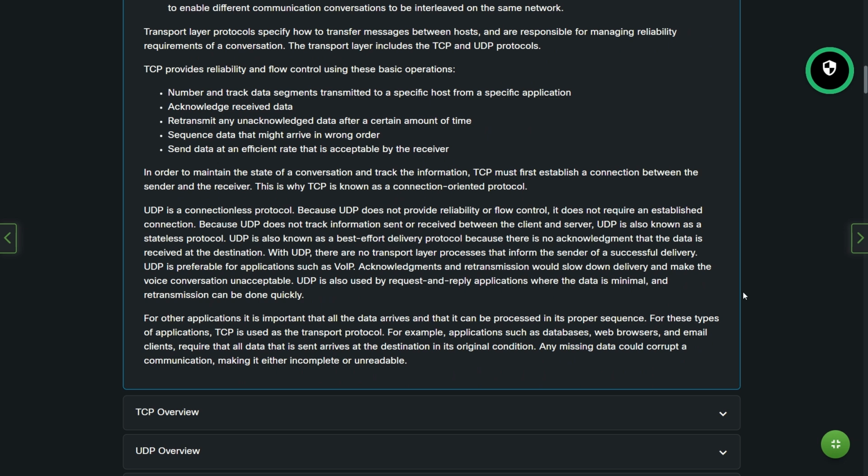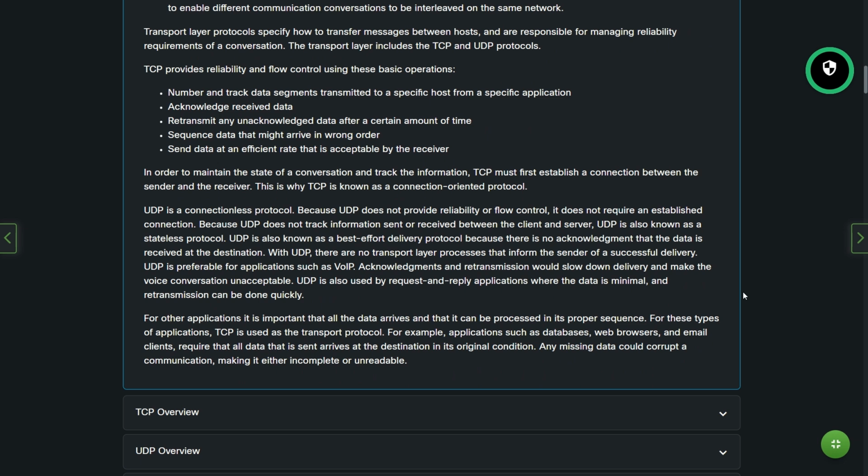UDP is a connectionless protocol because UDP does not provide reliability or flow control. It does not require an established connection because UDP does not track information sent or received between the client and server. UDP is also known as a stateless protocol. UDP is also known as a best effort delivery protocol because there is no acknowledgement that the data is received at the destination. With UDP, there are no transport layer processes that inform the sender of a successful delivery.